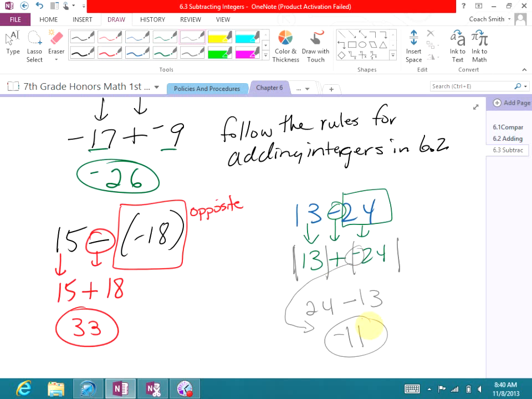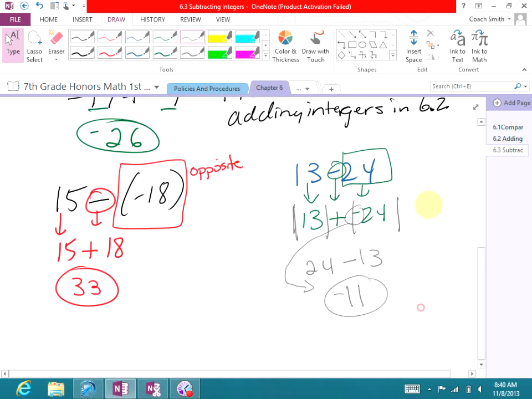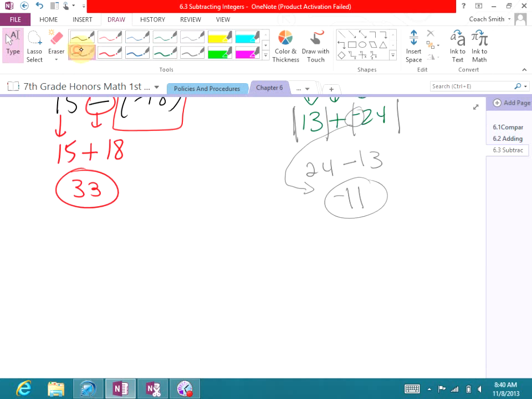The reason I subtracted the absolute values is because I had a positive and a negative. Anytime you have a positive and a negative number, you always subtract the absolute values. I want you to try this one on your own. Negative 56 minus 28.